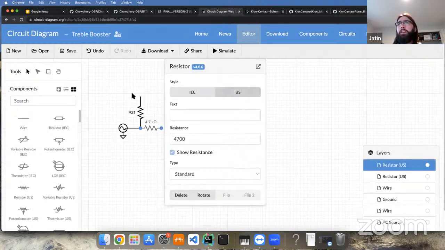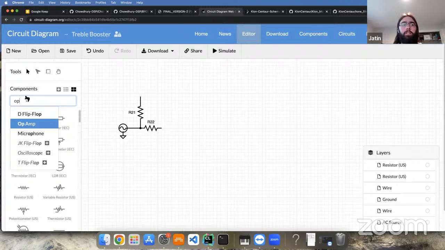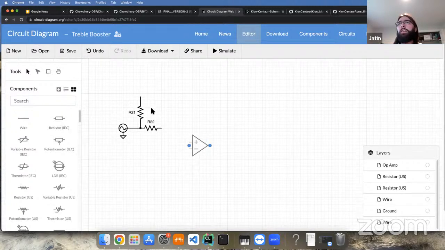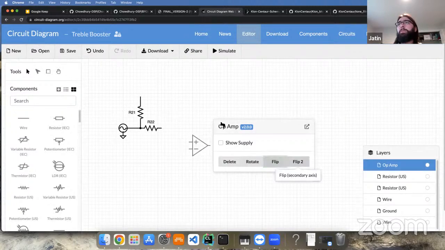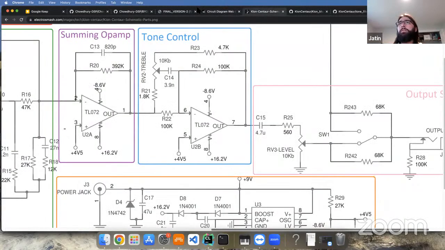R21 and R22. Cool. Let's get our op amp going. Oops, wrong way. There we go. All right, so this is an inverting op amp.